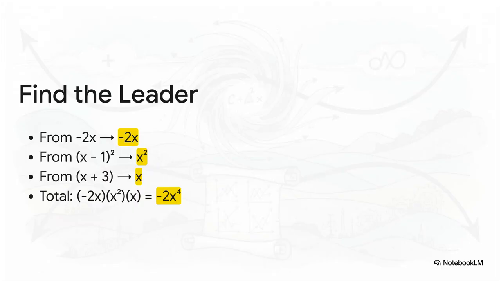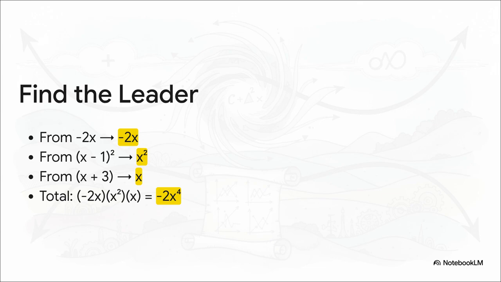There is a much faster way. Here's the shortcut. You don't need the whole expansion. You just need to find the leading term from each little piece and multiply those together. So from the negative 2x part, we grab, well, negative 2x. From x minus 1 squared, the leader inside is x, and that gets squared, so we get x squared. And from x plus 3, the leader is just x. Now multiply our 3 pieces, negative 2x times x squared times x. What does that give us? Negative 2x to the fourth.